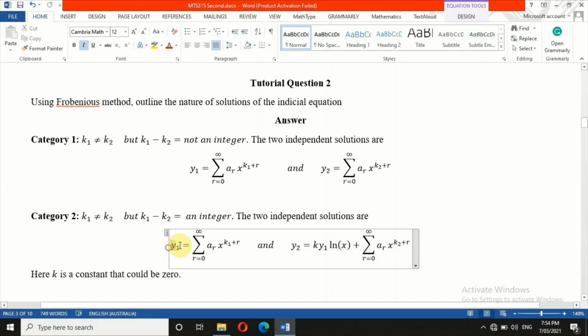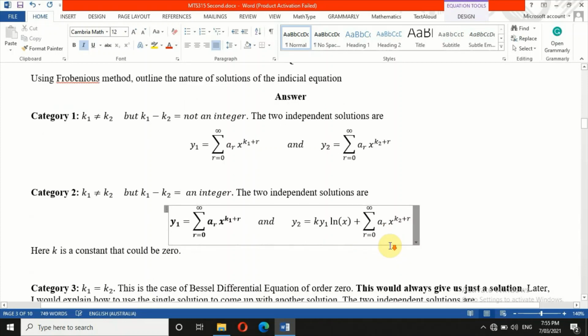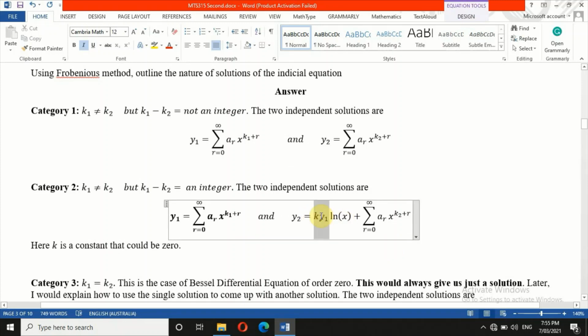What are you going to do? The first solution will be y1 equals summation r from 0 to infinity of a_r x raised to power k1 plus r. That is the first solution. Then what about the second solution? The second solution will now be k multiplied by y1, that is what you obtain here, times ln of x, plus summation r from 0 of a_r x raised to k2 plus r. That is how to obtain the second one. And this k here is actually a constant. In some problems, it can be 0.